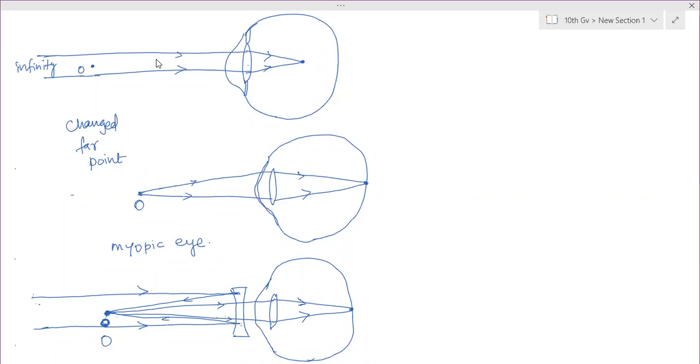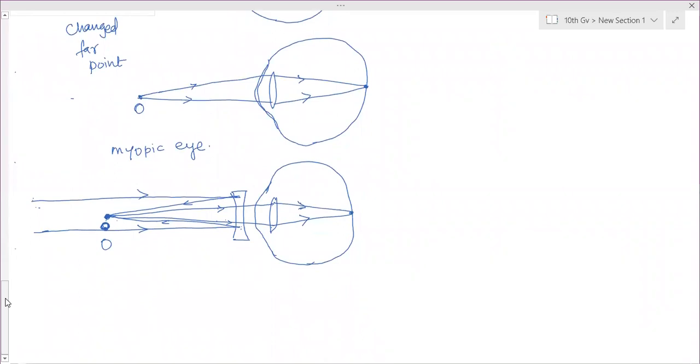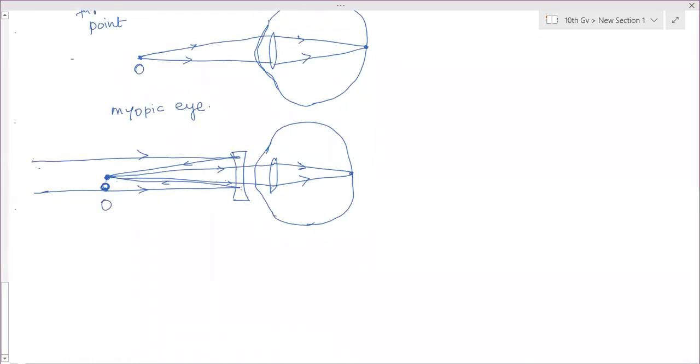Ma'am, is it hyperopia or hypermetropia? Hypermetropia. Ma'am, in the years we were learning, it was hyperopia. It's always hypermetropia. There was never a hyperopia. Ma'am, I remember learning hyperopia when I was small. Maybe you have not read the word properly. The T was not there.